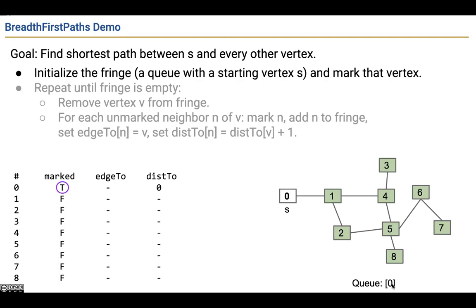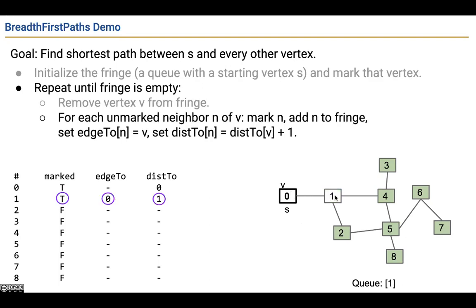Well, who's in line? 0. So it's your turn. We're going to pull you off the queue, and we're going to consider all of your neighbors. Who are your neighbors? Well, you've just got one neighbor, and it's 1. And so we'll throw you in the queue. So 1, get in line and wait your turn. So look, it's in the queue. And we'll also write down how to get to 1, just like we did last time. So we'll use edge2 to remind ourselves how to get to 1.